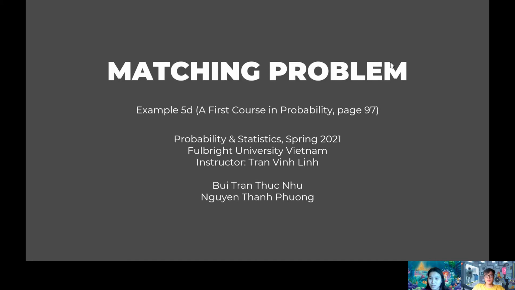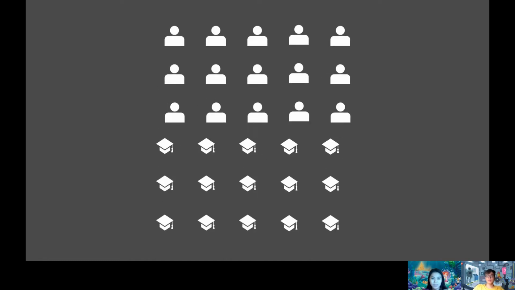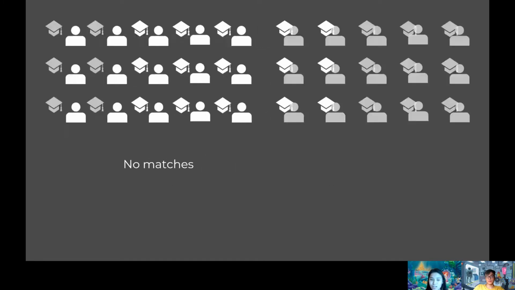So the problem is, at a party there are a total of n men, and each of them has their own hat. They took off their hats and mixed them all up, and then each man picks a hat from all of the hats. So the question is, what's the probability that there are no matches, and the probability of exactly k matches?